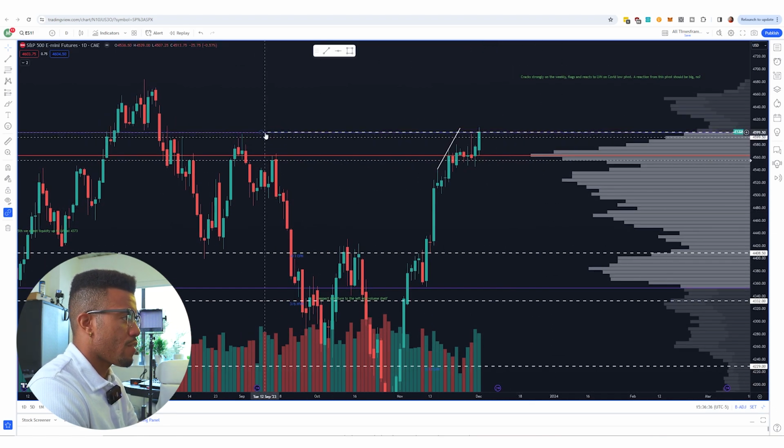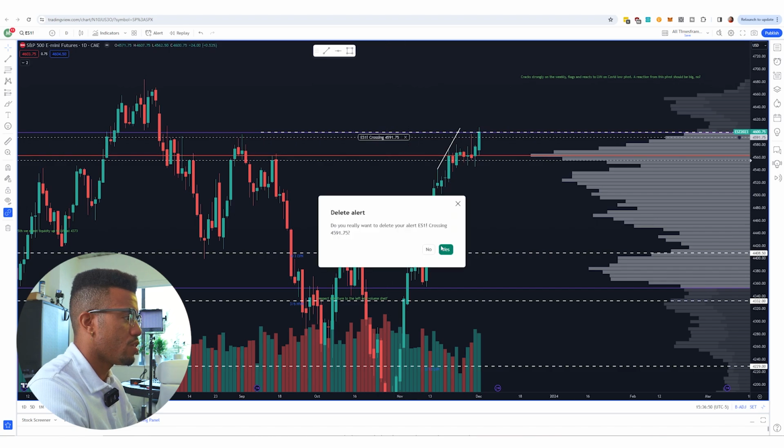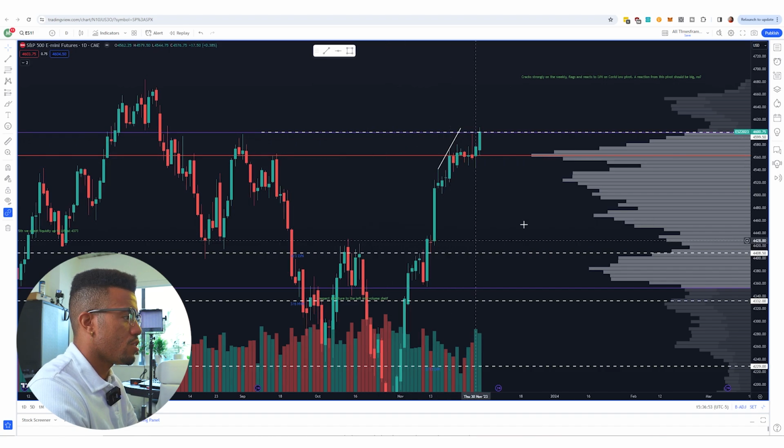So first and foremost, let's talk about what's on the screen right now. I have some levels. I have this top level here, which we just cracked on Friday's session. It's currently Saturday, December 2nd. So Friday's session, we did crack this. We ran through 4,600 on ES. You see that I had a line here. I also have this alert here for 45.91. So I'm gonna get rid of this alert. We don't need it.